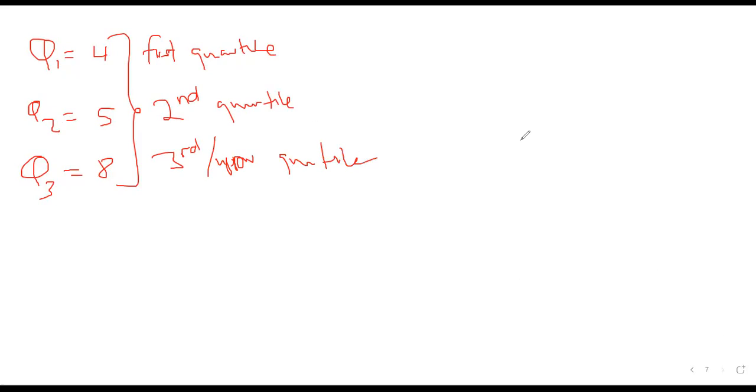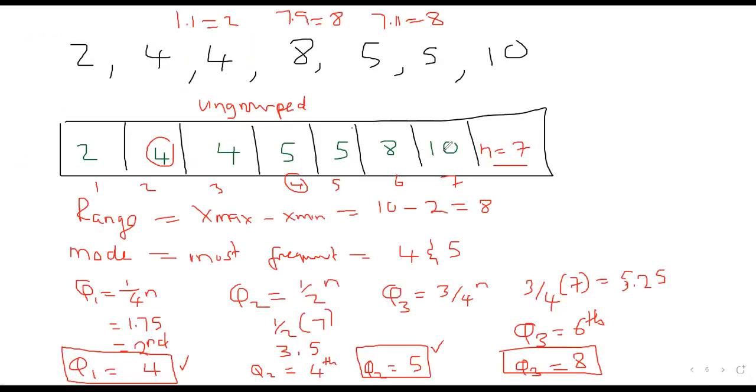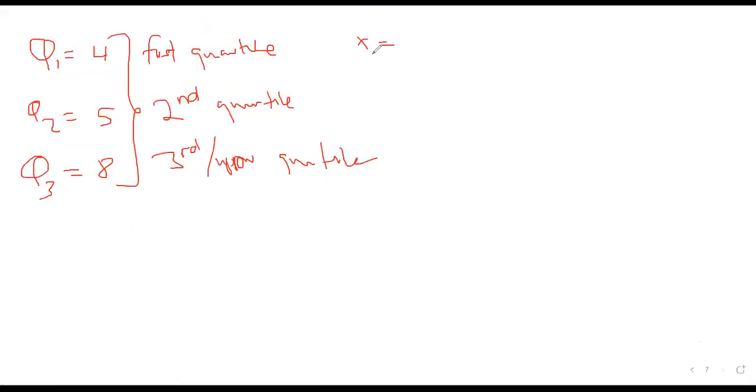Then we also had the smallest value of x, which was 2, and the highest value of x, 10. So the minimum value of x was 2, and the maximum value of x was 10. The difference between the smallest and the largest value of x is just called the range. 10 minus 2 is called the range.